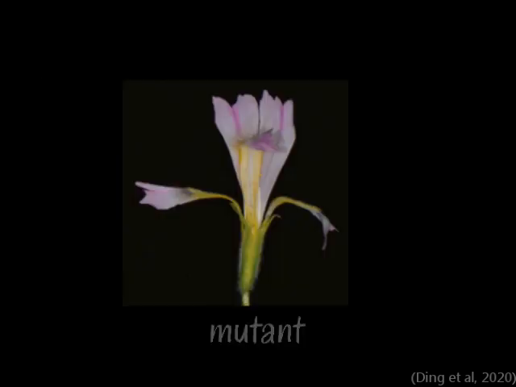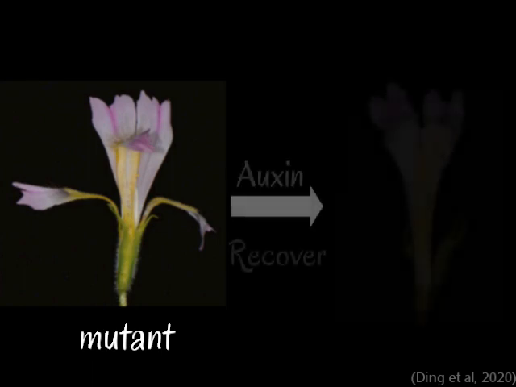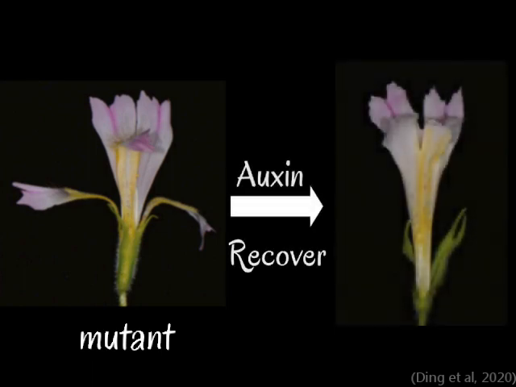To confirm such findings, the scientists immersed developing flowers directly into auxin and observed that the mutant flowers were able to form a normal corolla tube. This result provides evidence that auxin regulation is important for the development of the corolla tube.